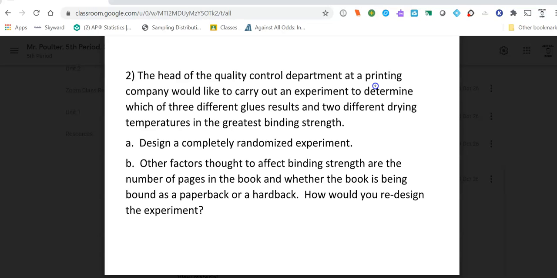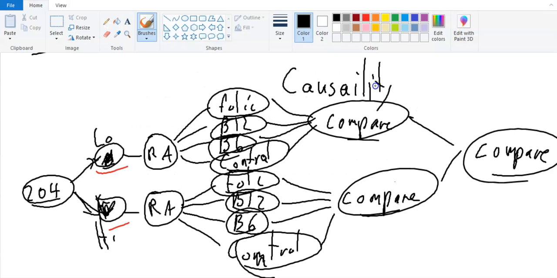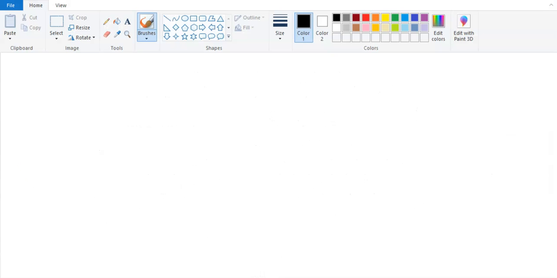different temperature levels, right? So the treatment of the different glues has 3 different levels. The treatment with the different drying temperatures has 2 different levels. So if we're going to design a completely randomized experiment, remember this is about a printing company, right? They print books. So what we do is we say, okay, a whole bunch of books.